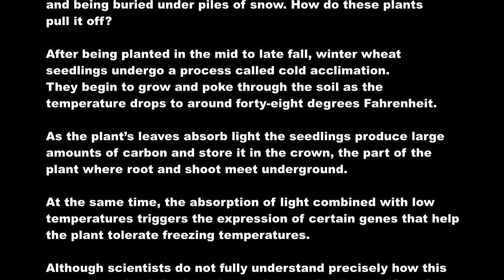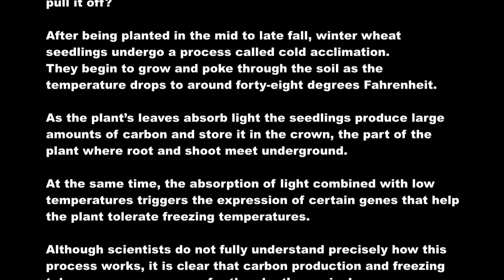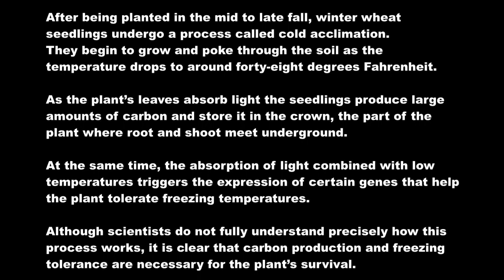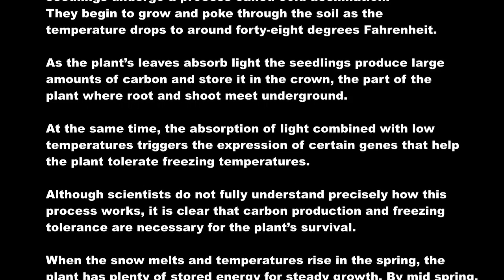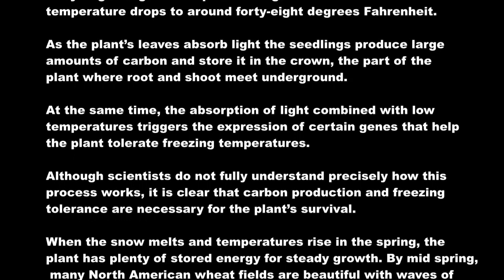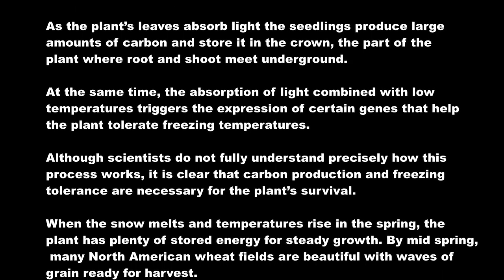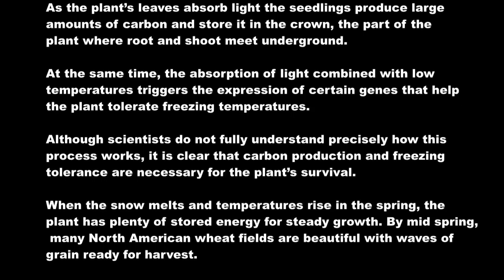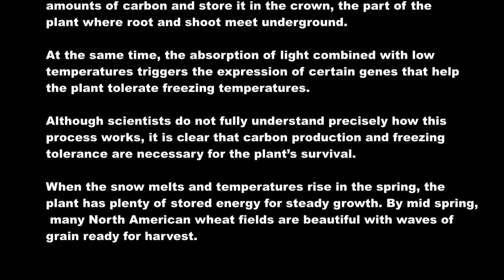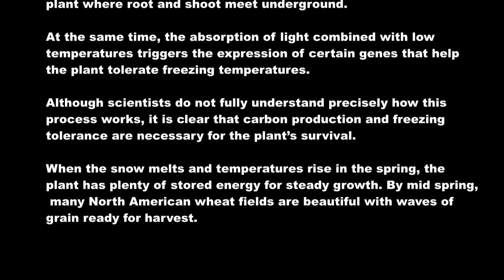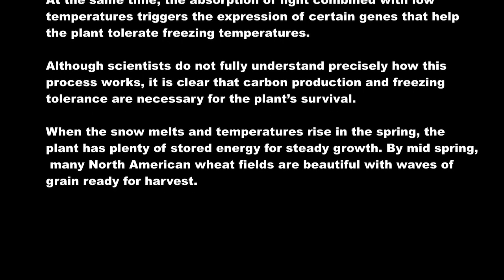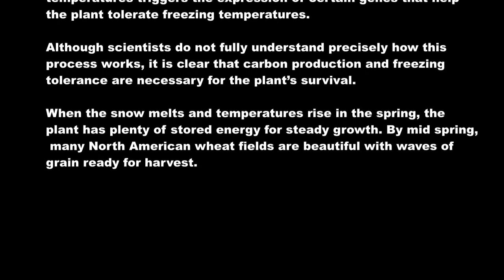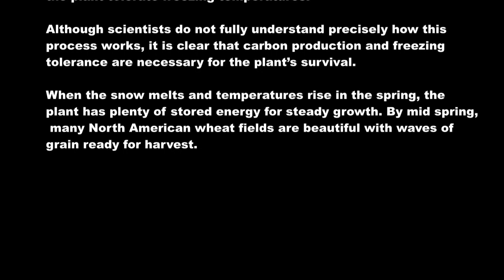At the same time, the absorption of light combined with low temperatures triggers the expression of certain genes that help the plant tolerate freezing temperatures. Although scientists do not fully understand precisely how this process works, it's clear that carbon production and freezing tolerance are necessary for the plant's survival. When the snow melts and temperatures rise again in the spring, the plant has plenty of stored energy for steady growth. By mid-spring, many North American wheat fields are beautiful with waves of grain ready for harvest.